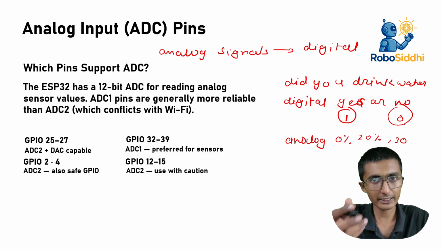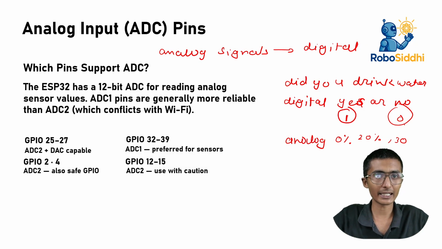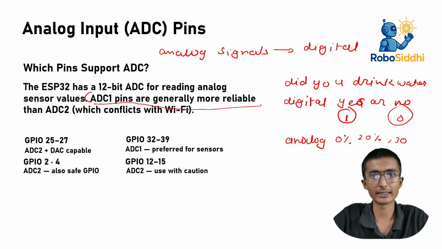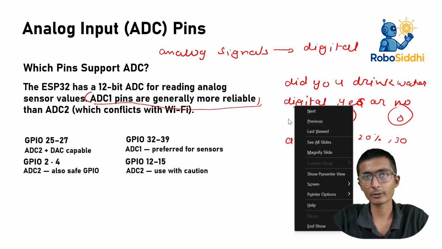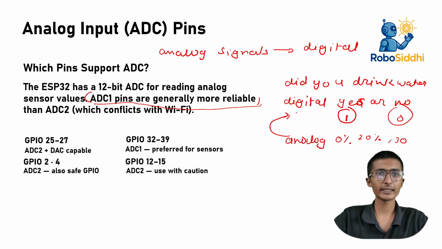We are going to see them in upcoming videos as well. The ESP32 has a 12-bit ADC for reading analog values, sensor values. ADC1 pins are generally more reliable than ADC2, which conflicts with Wi-Fi. ADC basically converts analog values to digital, so keep that in mind. ADC1 is safer than ADC2.